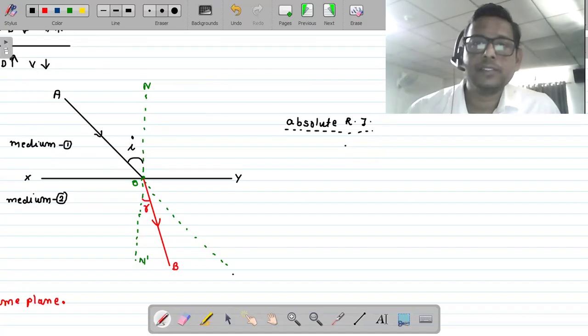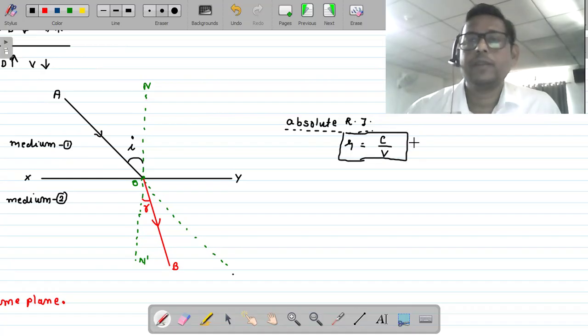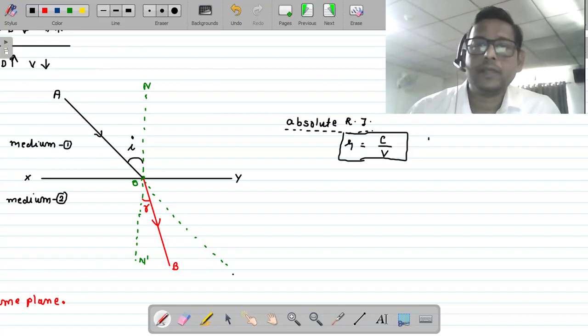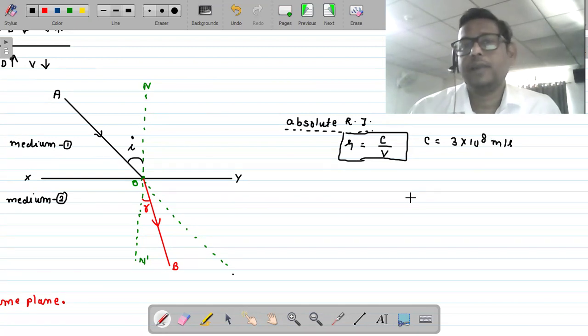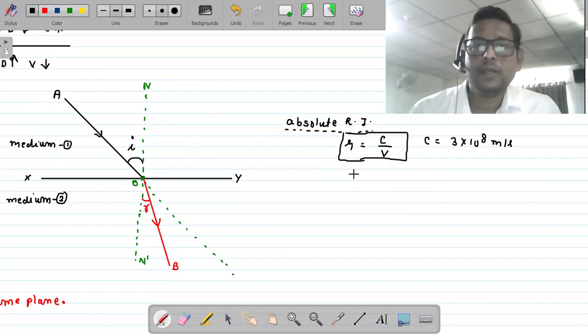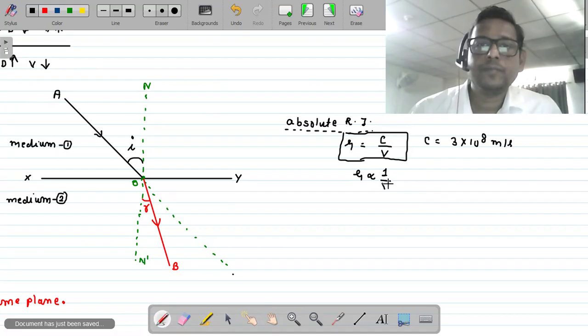Absolute refractive index is the ratio of speed of light in vacuum or air divided by speed of light in a medium. As we know, the speed of light in a vacuum or air we are taking as 3 into 10 to the power 8 meters per second. So this c is constant. Now because c is constant, I can easily say that mu is proportional to 1 upon v.